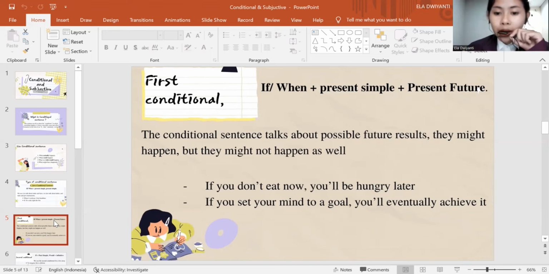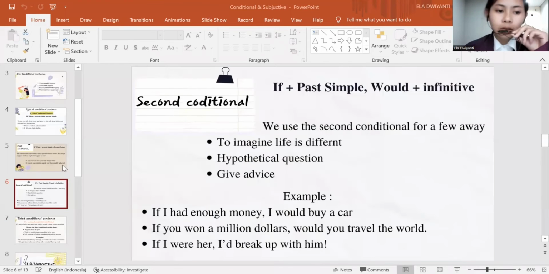If you set your mind to a goal, you'll eventually achieve it. In this sentence, in the if clause, we use present simple, and in the main clause, we use future simple.